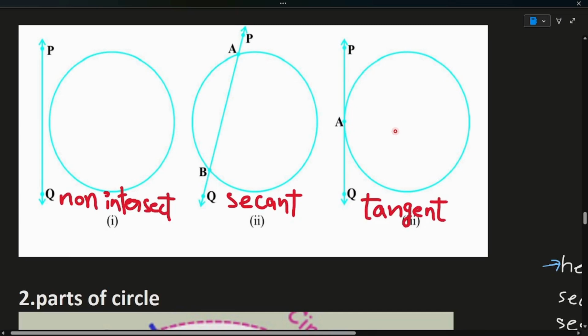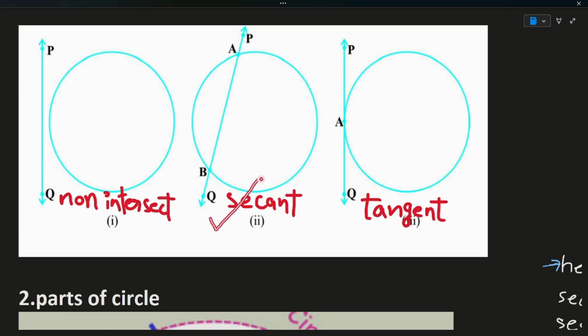In this slide, we will discuss the relation between the circle and a line. Let us suppose PQ is a line which is passing away from the circle. We can call it a non-intersecting line. Why? Because the line PQ is passing away from the circle, or out of the circle. So we can call it non-intersecting, because the line PQ and the circle are not interacting with each other.